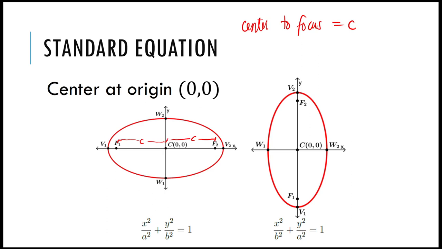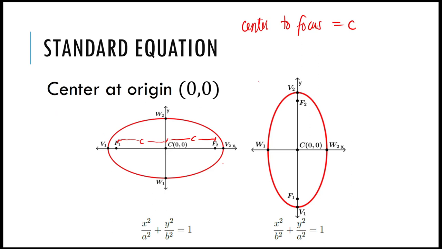Okay, yung ating dulo, yung pinakamalayong point mula sa center, is called vertex. Kung si parabola, di ba, meron lang siyang isang vertex, meron din lang siyang isang focus. Dito dalawa, meron siyang dalawang focus, dalawa din yung vertex niya. Vertex 1 and vertex 2, yun yung pinakadulo, pinakamalayong point mula sa center, that is still within the ellipse.